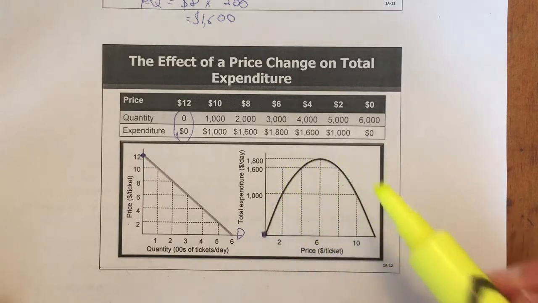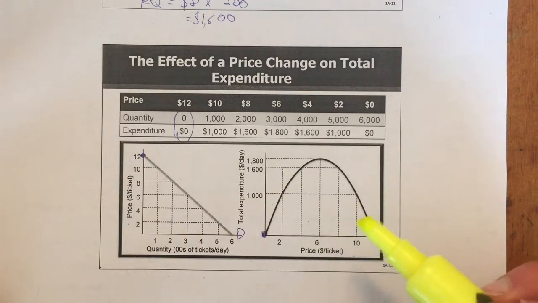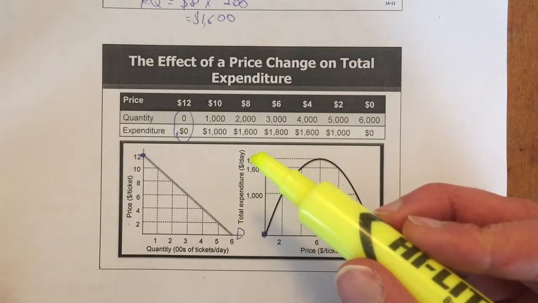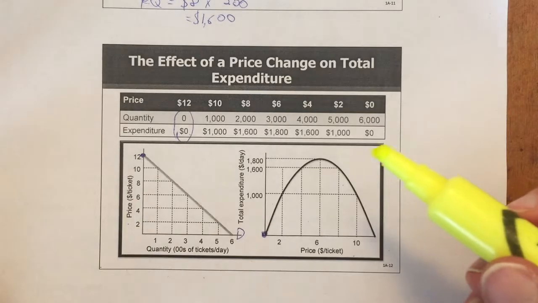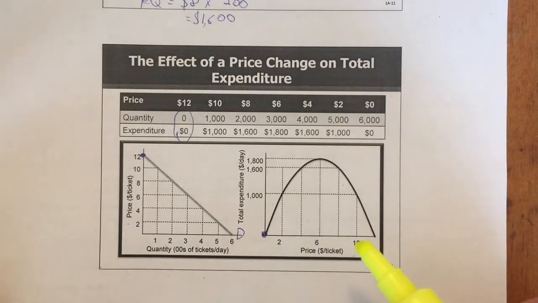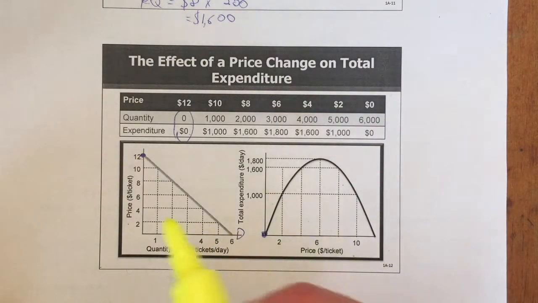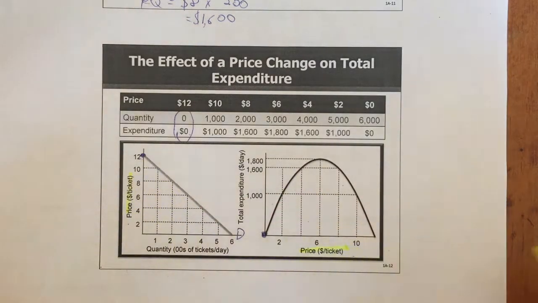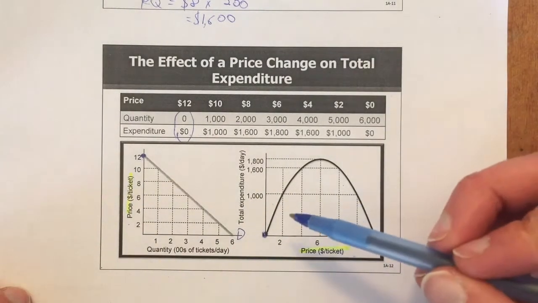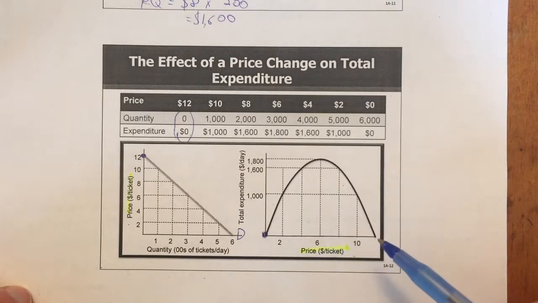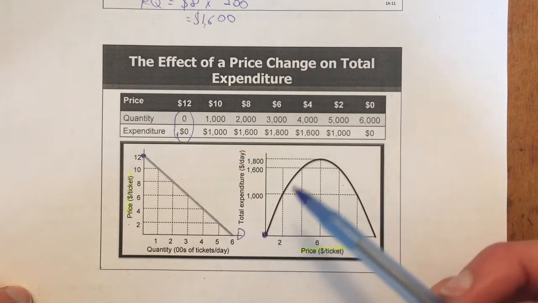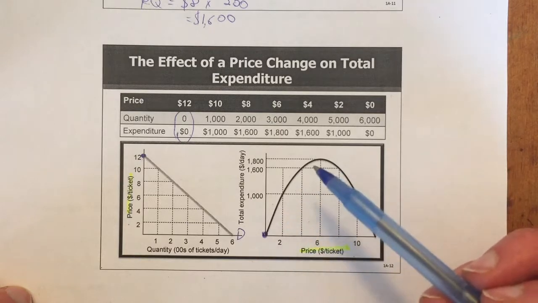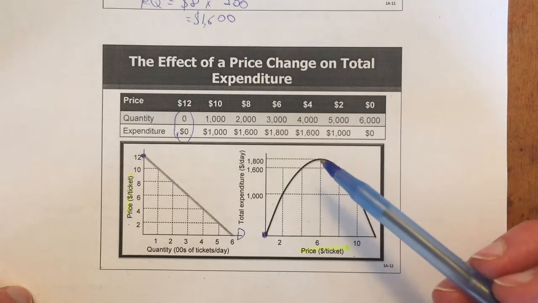Now we're introducing this new chart here, which is showing what effect a price change has on total expenditure. So on the vertical axis, we have total expenditure measured as dollars per day, and on the horizontal axis is price. Now be careful, because price over here is the vertical axis, and now we're representing it on the horizontal axis. But what we see broadly is that as the price increases, there's going to be some maximum point at which total revenue or total expenditure is at its highest point.